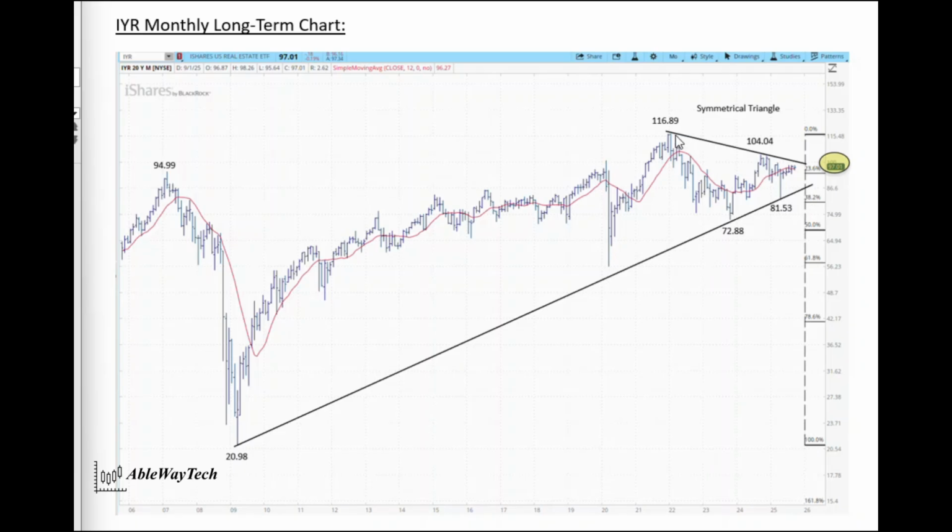The sell-off from the beginning of 2022 to the end of 2023 found support just shy of this 50% Fibonacci retracement level at 72.88, and the next leg up actually produced a lower swing high, a lower reaction high. This was in the middle of 2024 at 104.04, and this was then followed by a higher reaction low, a higher swing low, earlier this year at 81.53. So this current sideways consolidation looks to be taking the shape of a symmetrical triangle.